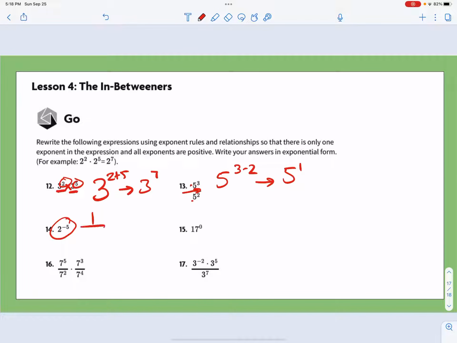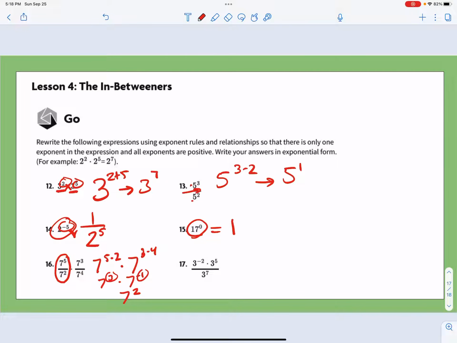Rewrite that one as 1 over 2 to the 5th because it's negative, needs to move downstairs. Any number to the 0 power is simply equal to 1. Here, we're multiplying, and we could think of it however you want, really. There's a couple ways to approach this one. Let's do one at a time. Here we have 7 to the 5 minus 2 times 7 to the 3 minus 4. Well, this becomes 7 to the 3rd times 7 to the minus 1. So now we add those up, and 3 minus 1 is 2, so we're left with 7 squared.